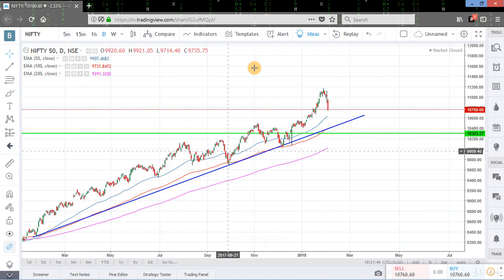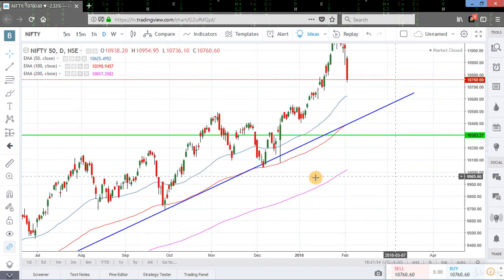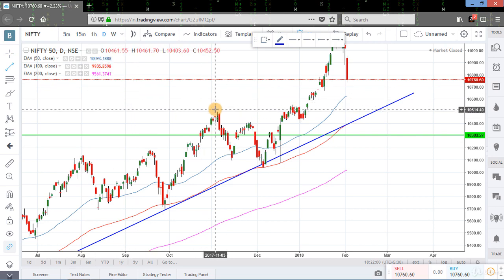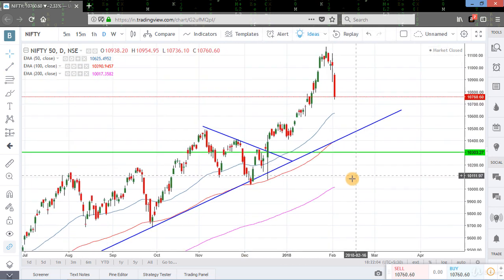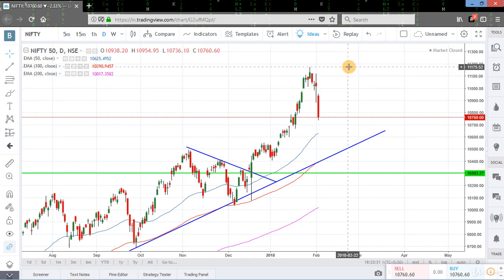Now we will analyze the current position of Nifty. For this we will zoom in the chart. This was the last retracement for Nifty. So if we draw the downtrend line for this retracement, this was the downtrend line, and after a breakout on this downtrend line, Nifty made an up move up to the level of 11,175. Now Nifty is in retracement phase.